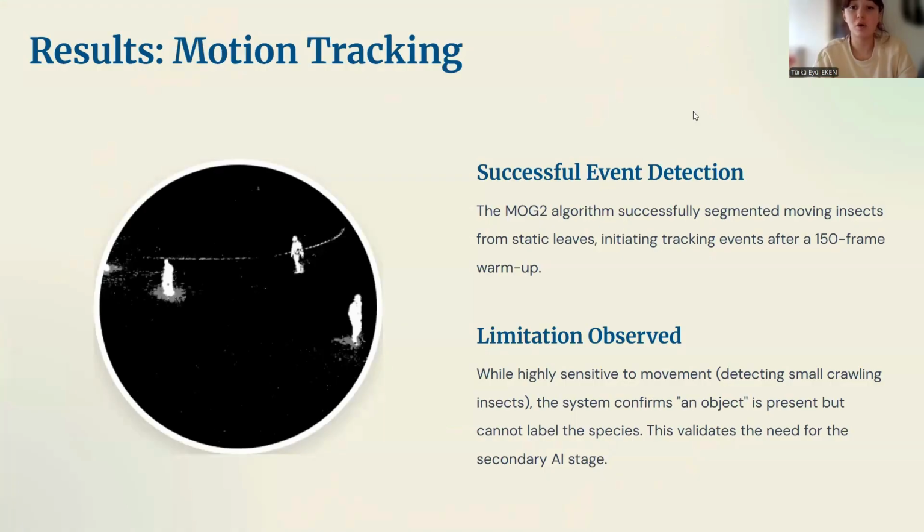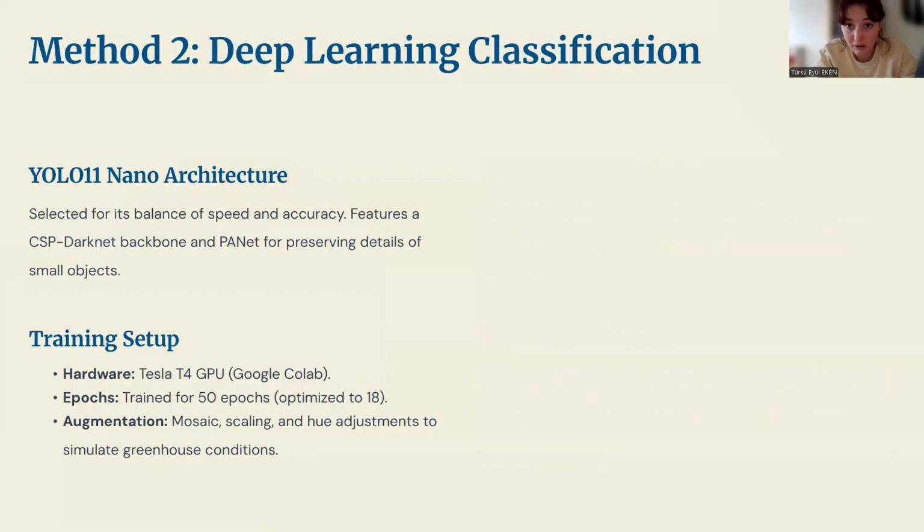However, this test also confirmed a critical limitation, which is the brain part. The system is highly sensitive, detecting the tiny insects, but it cannot tell us what the insect is. This is important because we need to figure out if the insect is beneficial or just a pest, so that we do not do unnecessary work in the greenhouse. That's why we need the second stage, which is the artificial intelligence. Now I'm going to open the output of my artificial intelligence model.